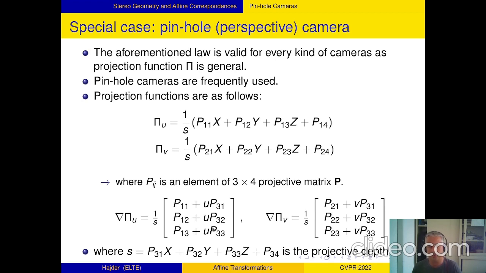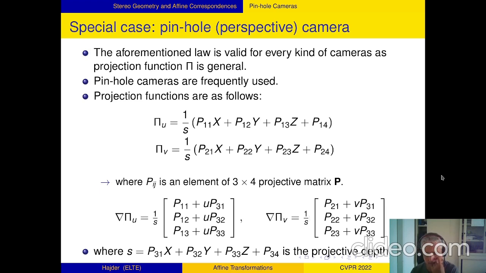For a pinhole perspective camera, the projection itself is represented by the projection matrix, which is a 3x4 projective matrix, and the elements of this projective matrix, Pij. Here you see that from the first and the second row, the parameters are used, and the u and v coordinates are the image locations. And here you see that the projective depth S is also involved in these equations.